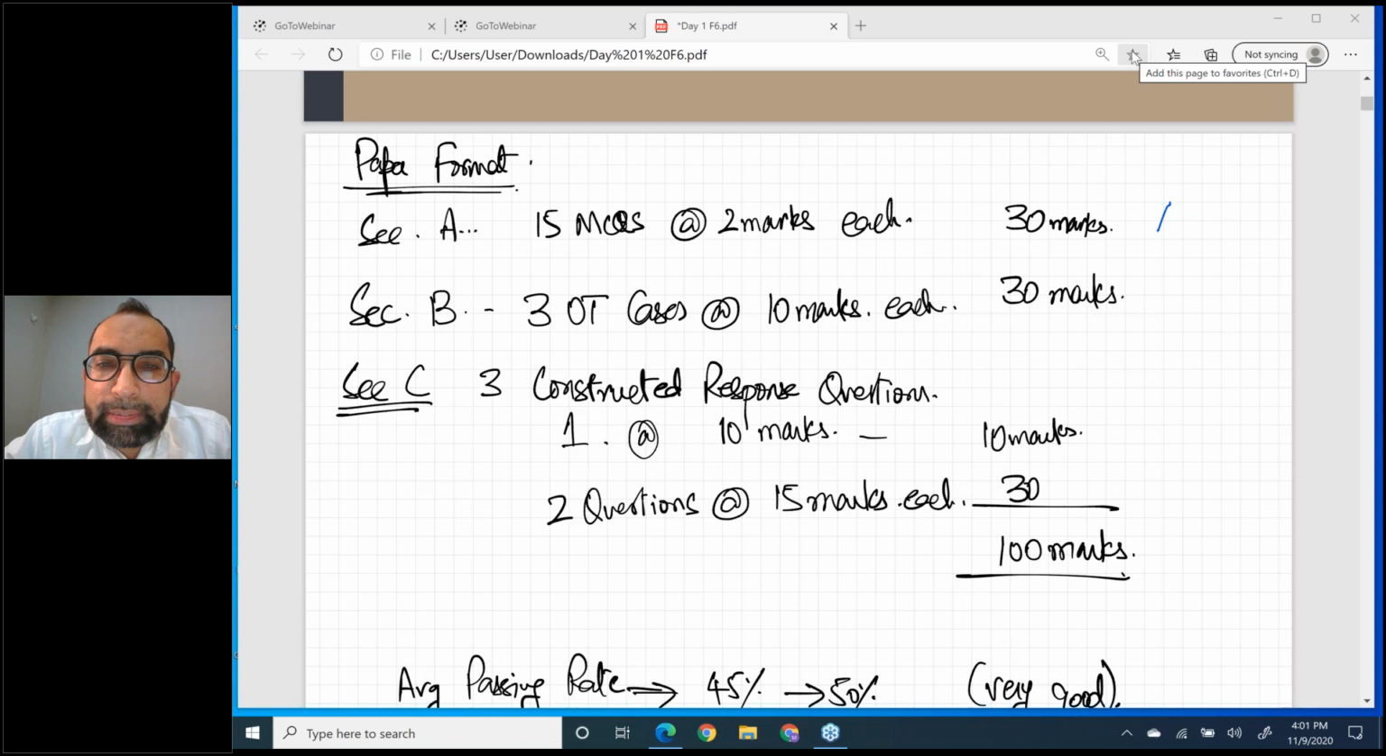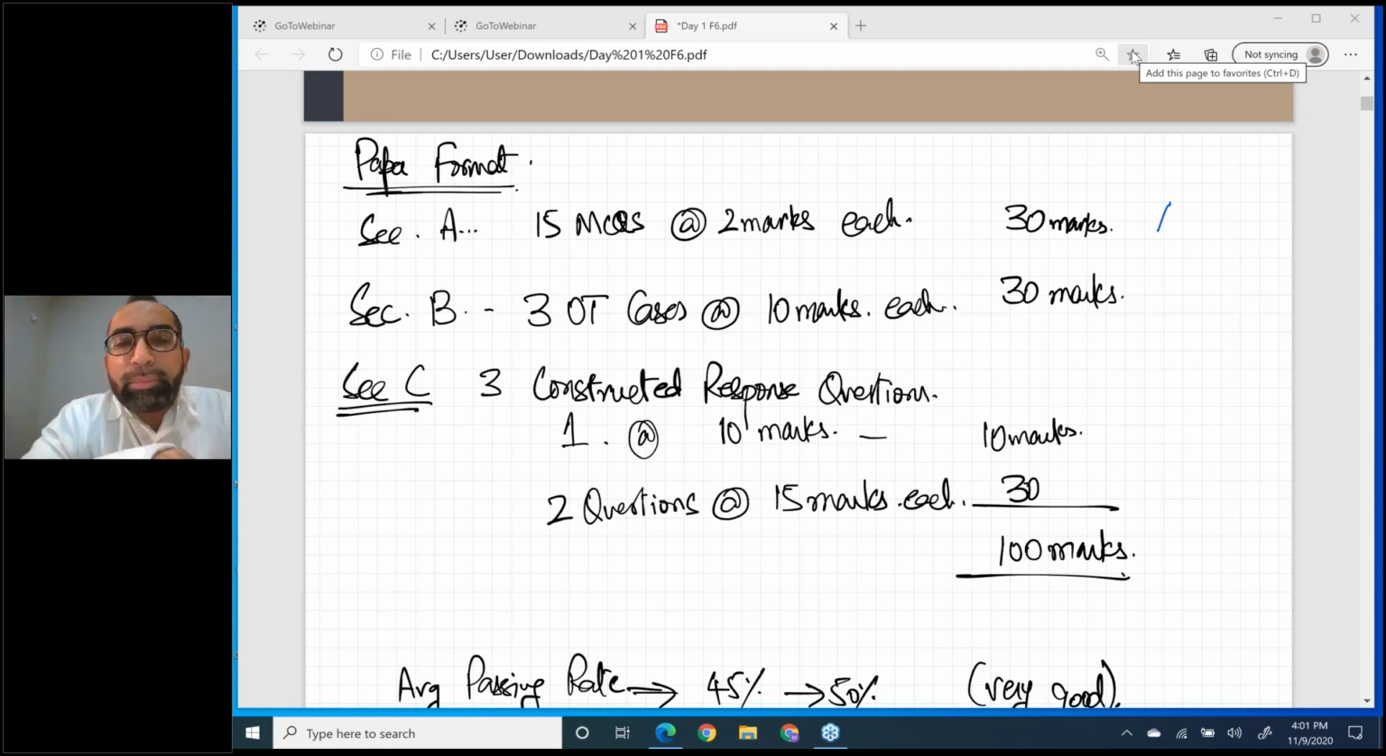Okay, let's move to the paper format. You will have three sections. Section A: 15 MCQs at the rate of 2 marks each. Now the question is, sir, from where will we get 15 MCQs? These come from any part of the course. It's mixed, nobody knows. It may be from corporation tax, it may be from NICs, it may be from CGT, IHT. It's a mix.